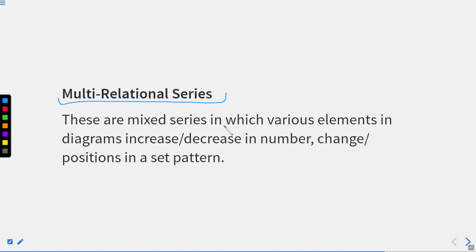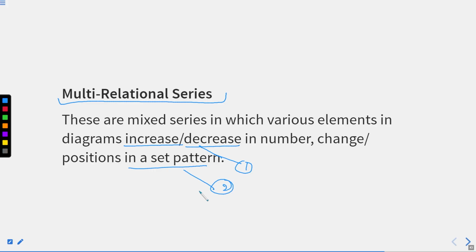These are the mixed series in which various elements in the diagram are either increasing or decreasing in number. We have already discussed this part. Some figures will increase or some figures will decrease in the diagram, and a change in position in a set pattern can be there. Now we have 2 kinds of things. Either they are increasing or decreasing. This is our first thing, or they may change their pattern. This will be the second thing.